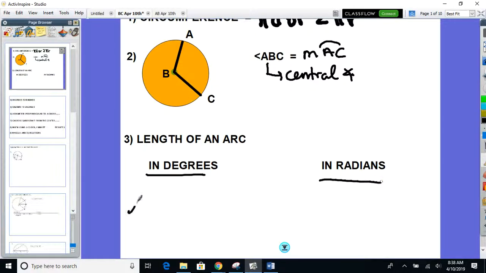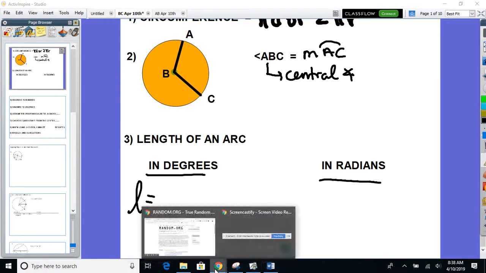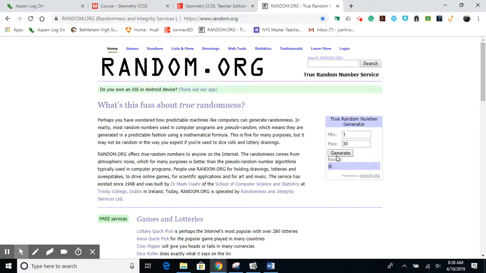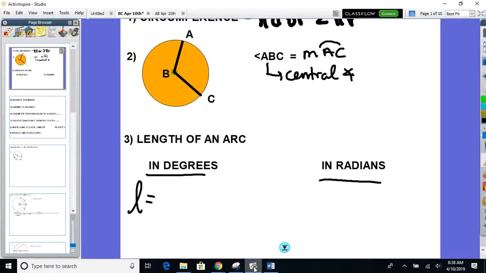The one in degrees is equal to, if the central angle is in degrees, what's the formula? You're thinking about converting, but I don't want to convert. So I'm just going to put measure over 360 times circumference.